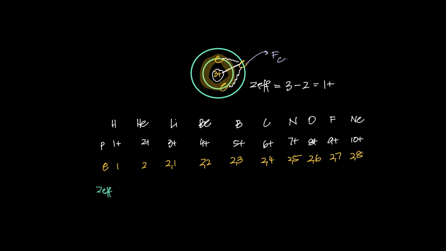And the idea is that it's only the inner shell electrons that will shield something. So the ones I'm highlighting are the only electrons that will shield the outermost electron in each atom, which means the effective nuclear charge in hydrogen is approximately 1 plus, in helium is 2 plus, in lithium is 1 plus, in beryllium is 2 plus, in boron is 5 minus 2, 3 plus, then 4 plus, 5 plus, 6 plus, 7 plus, 8 plus.